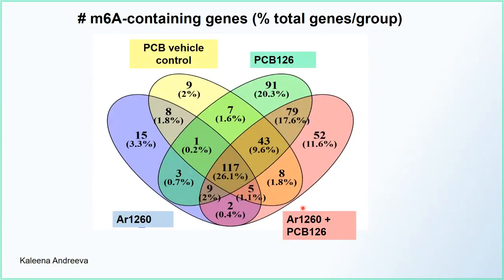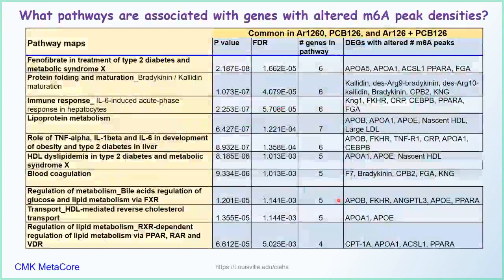And so Kalina put together a Venn diagram to look at the number of m6A containing genes and the total number of genes per group. The bottom line is, again, we're seeing the most changes in this Aroclor 1260 PCB co-exposure group. And that makes sense because that's where we detected the most changes in genes and microRNA. So I think that's really where the liver is having the most changes.